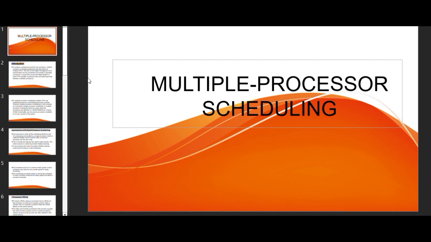In today's video, we are diving deep into a crucial concept in operating systems, multiple processor scheduling. As the name suggests, this is all about how the operating system manages and distributes tasks across multiple processors or cores within a system, with multi-core processors becoming the norm in everything from our phones to powerful servers. Understanding how these systems efficiently allocate resources is more important than ever.